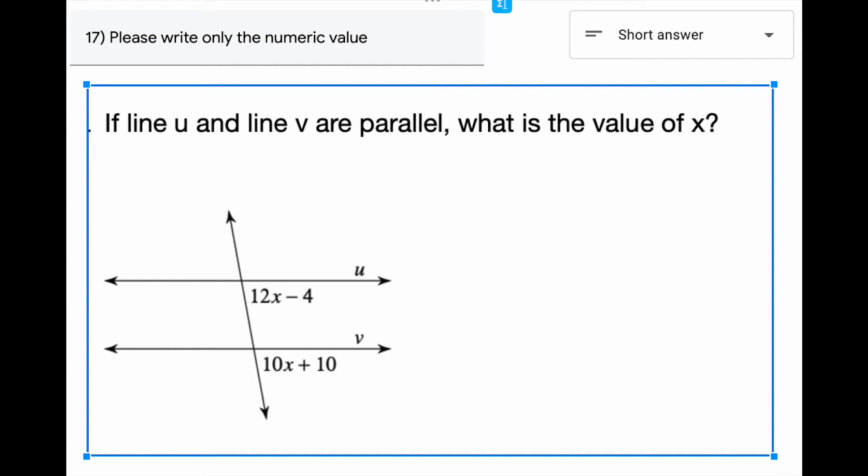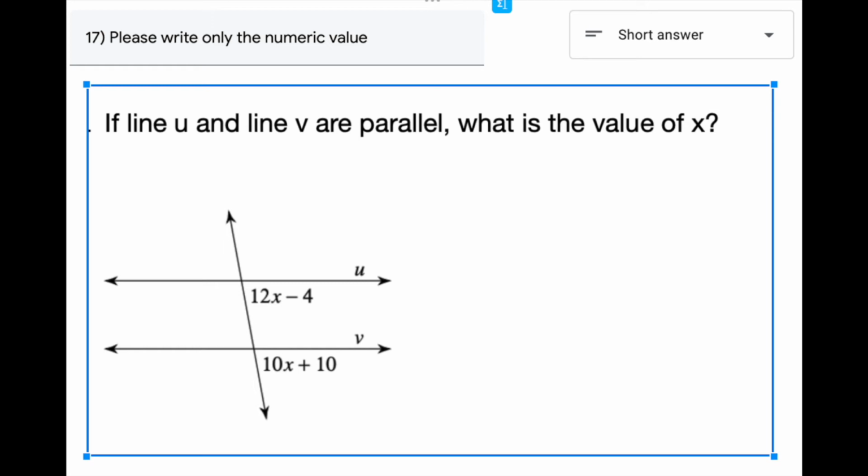First thing that we need to do in our question is consider, okay, so if U and V are parallel, what does that mean to me? What does that mean to me is I need to find and identify what angles are in the question that allow me to form some system. We can describe that angle 2x minus 4 and 10x plus 10 is corresponding since they sit in the same exact position. When we have corresponding angles in between parallel lines, we know that we have congruent angles.